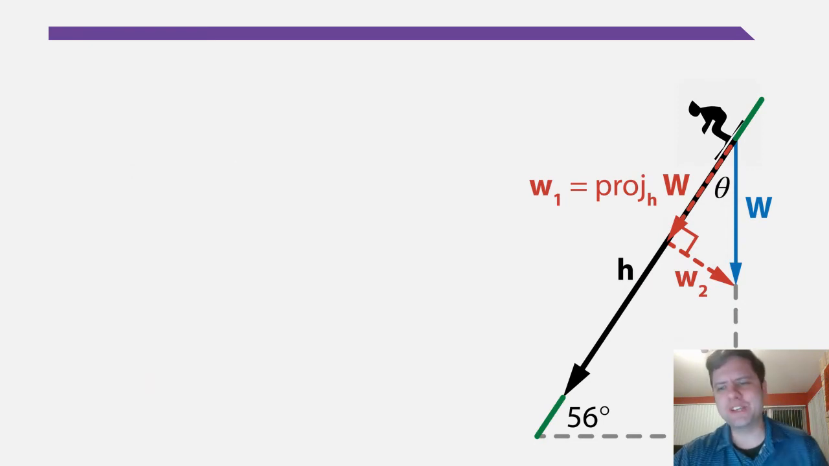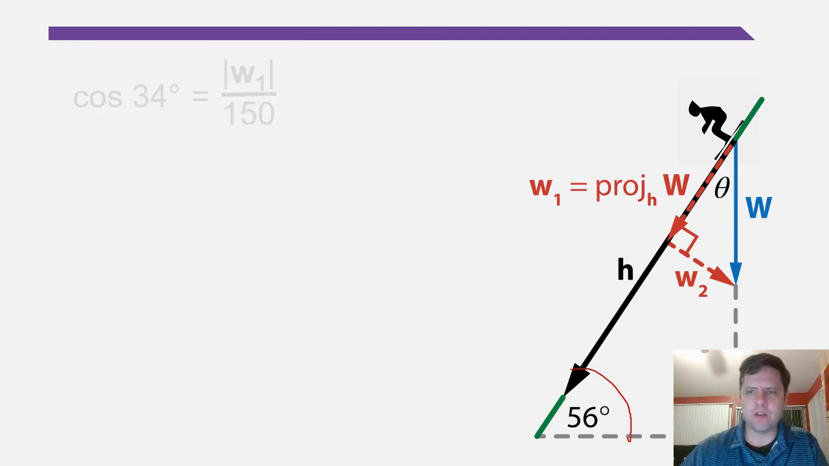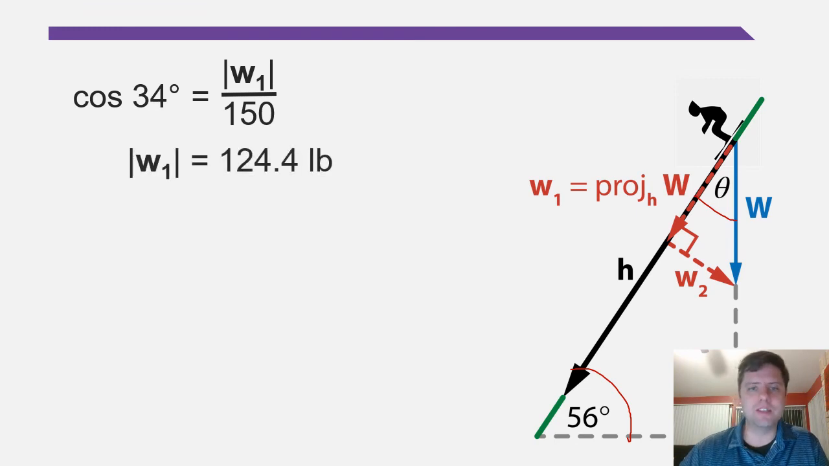Now, if we increase the skier's downhill trajectory here to a pretty steep decline, notice this is 56 degrees. Again, we can figure out what the angle theta is from that. This must be a 34-degree angle now. But again, we just take the 150 times cosine of 34, and we now see that he's being propelled down the hill with 124.4 pounds of force.